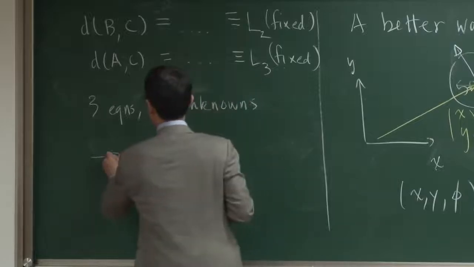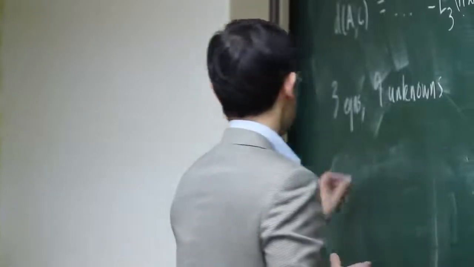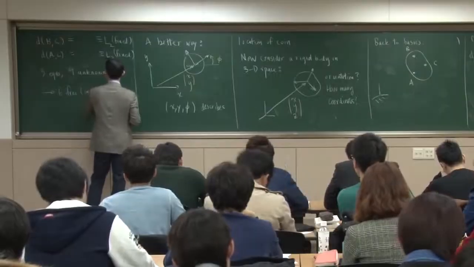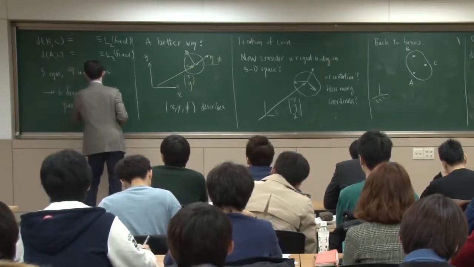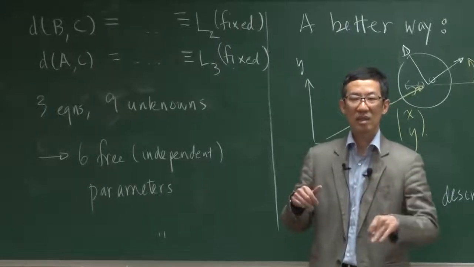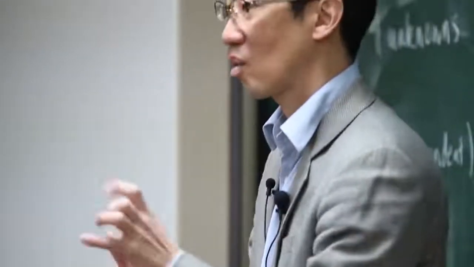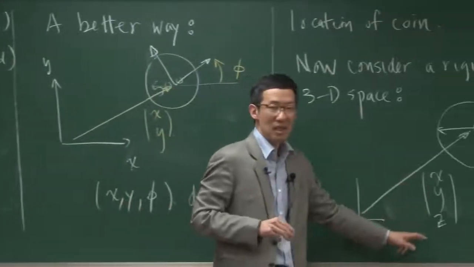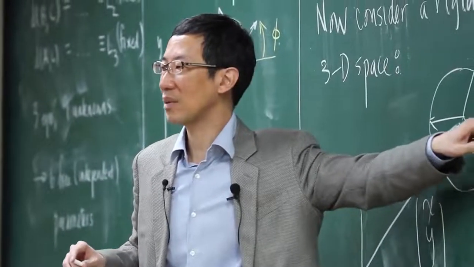So 9 minus 3, we have 6 free or independent parameters. That means 6 coordinates describe the position and orientation of the rigid body. So 6 coordinates. We used up 3 here, x, y, z. So that leaves 3 more. That means orientation can be described using 3 coordinates.